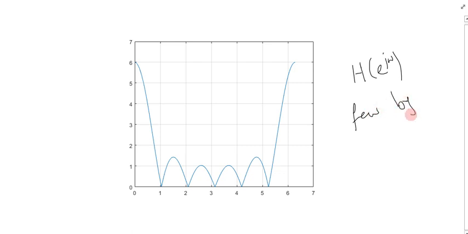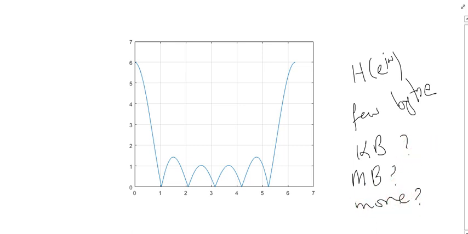Few bytes, kilobytes, or few megabytes, or more? This is my question. This is a Fourier transform of a signal, and my question is, how much memory do you require to save this spectrum in your computer or in your hard drive?